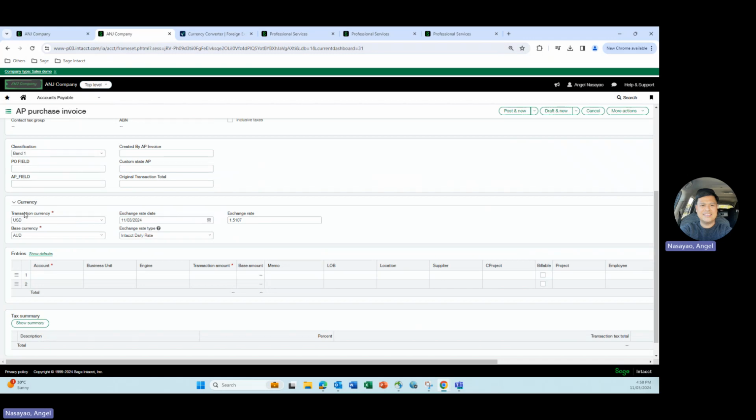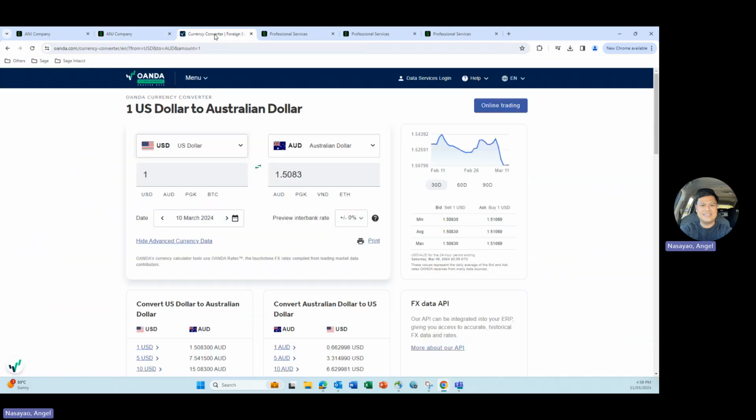All right. So I have here again the transaction currency, which is in US dollar, while the base currency is in AUD. So what will happen is that the US dollar will be converted into the Australian dollar. So this is the exchange rate, 1.507. If you go to oanda.com and the currency converter in here, from USD to AUD, we are dealing with 1 day prior.